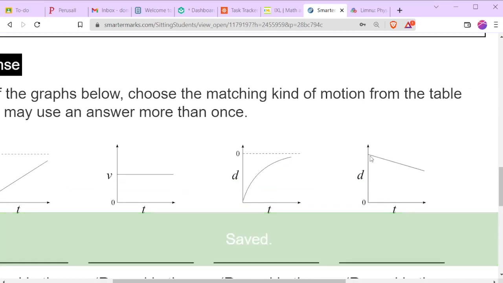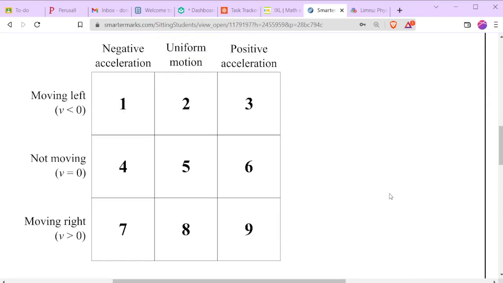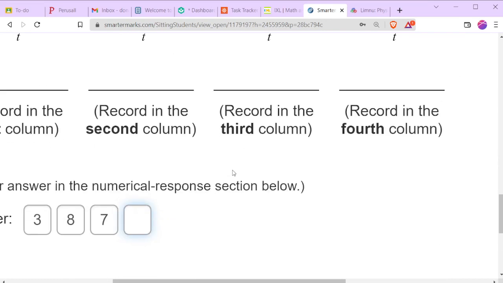And in our final graph, our d-t graph has a constant slope. That means we have a constant velocity and 0 acceleration. D is positive, so it's on the right, but that negative slope means it's moving left. So it's moving left, which is negative, with uniform motion, which is box number 2.